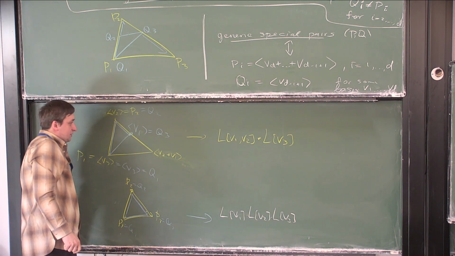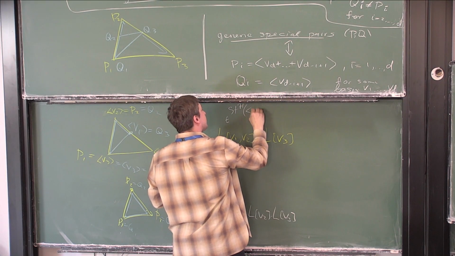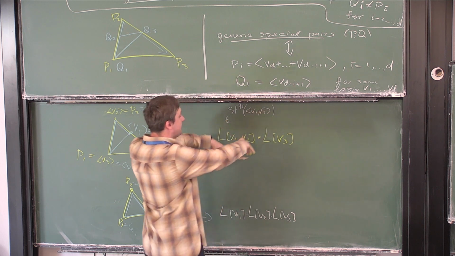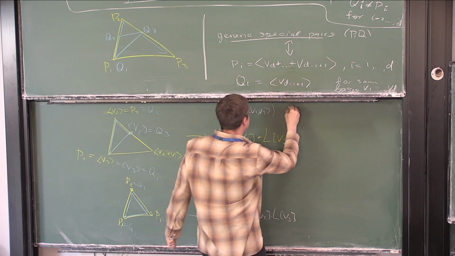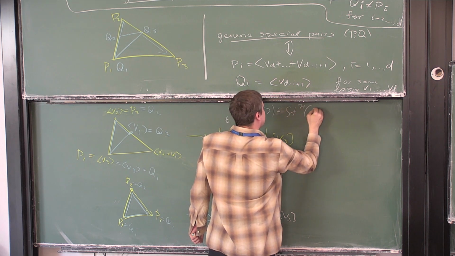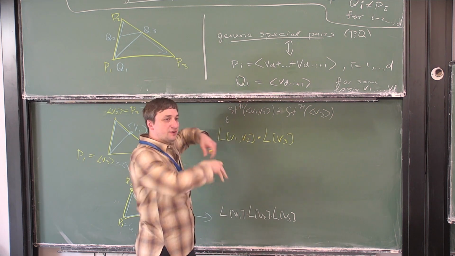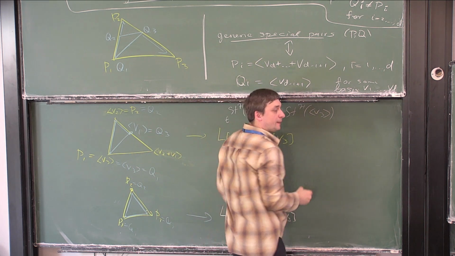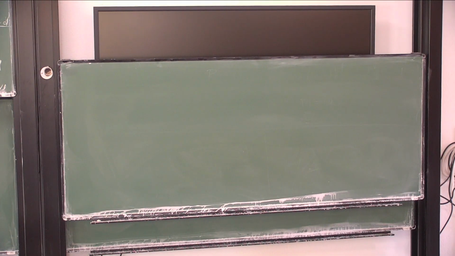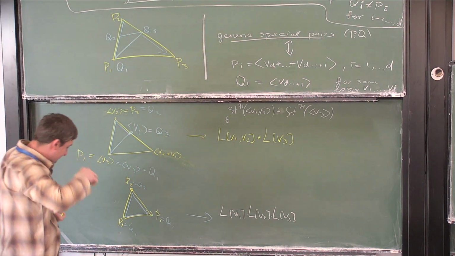And so, sorry, what product are you taking? This is a product. This is the Steinberg H of V1, V2, and I'm implicitly assuming that everything lives in some space, times Steinberg H of V3, which maps into Steinberg H of the bigger vector space. This is the block product. Yes, exactly. Okay.